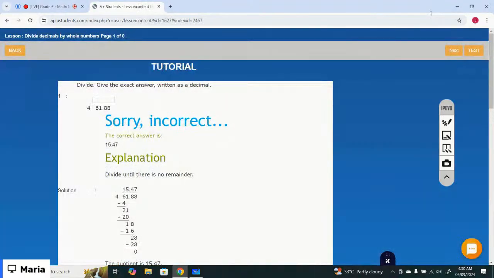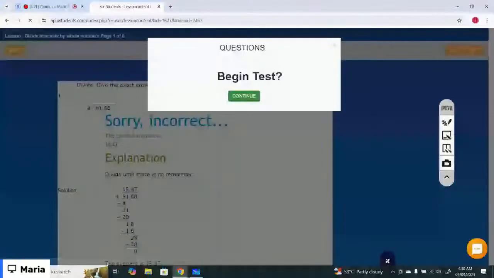Okay, so you have to divide now, right? You can divide using the long division method. The first one is 61.88 divided by 4. You can have a look at them later today. Let's just start with the test questions, right?